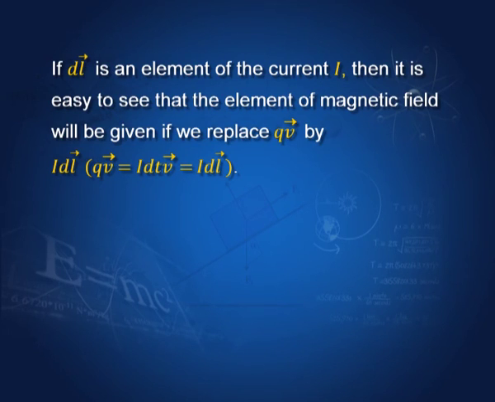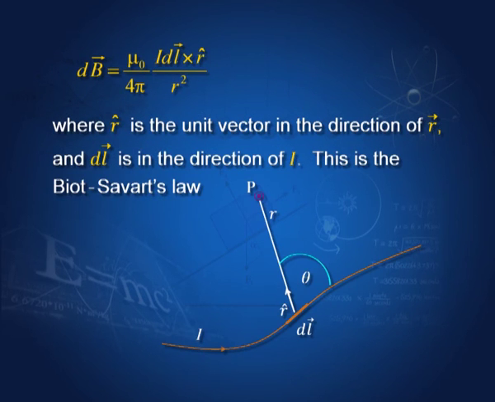along r. Now, q v is I dt v and dt v is dl. Therefore, this form can now be put in this form: dB, the magnetic field at a distance r from the current element dl, where the current is in this direction, is given by mu 0 by 4 pi into I, the current, dl cross r cap, the unit vector in the direction of r, divided by r square.